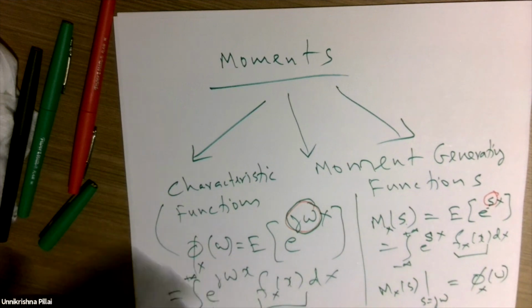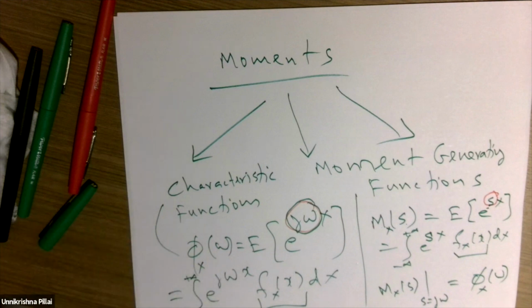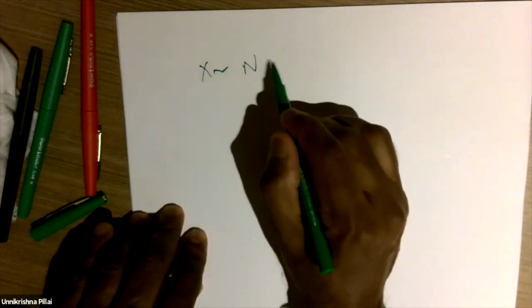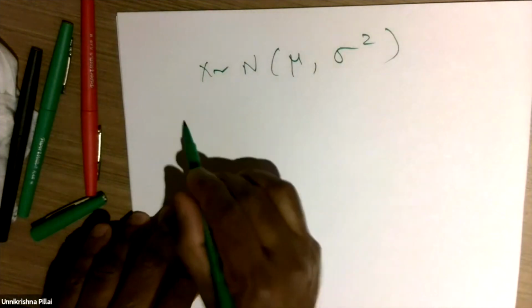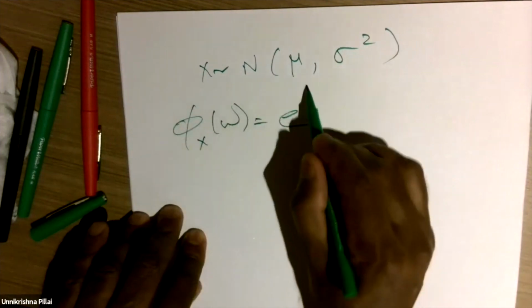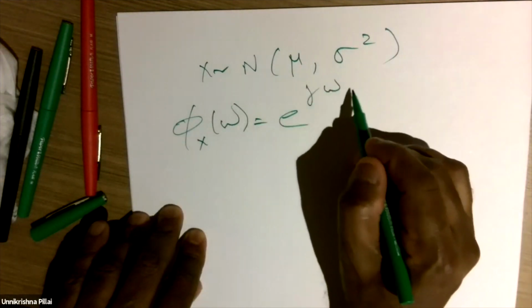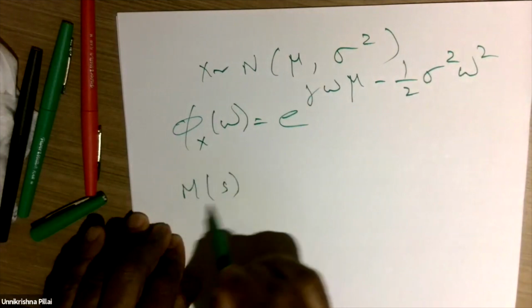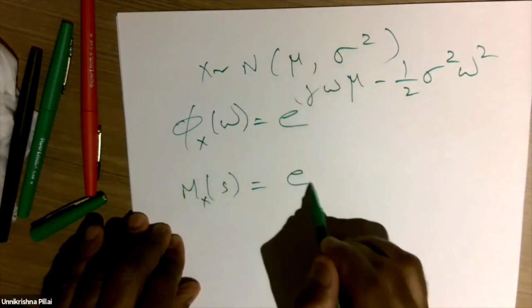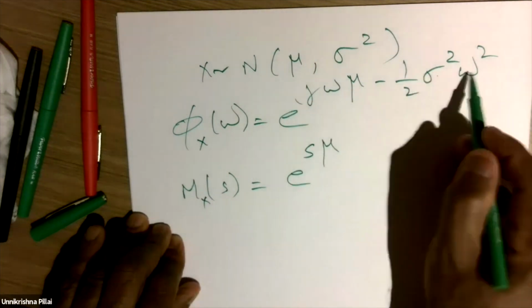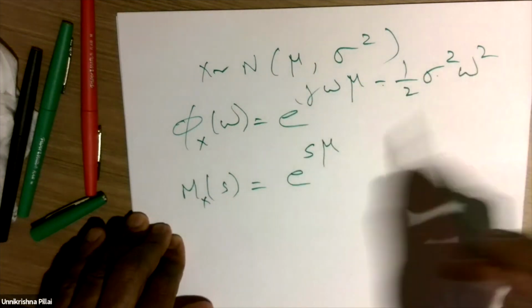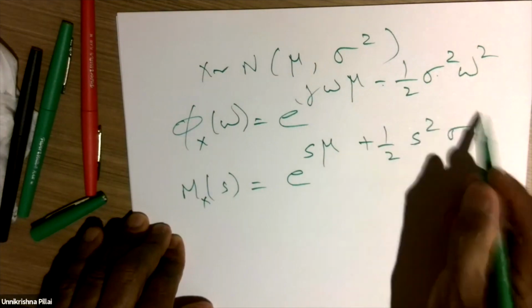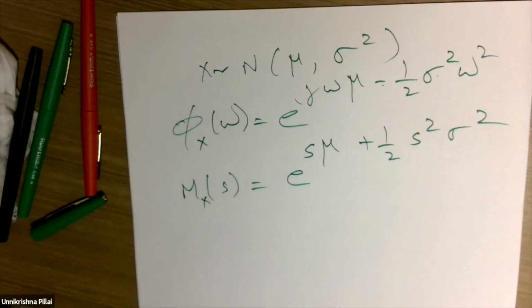If you look into the book, I have derived the moment generating function for different variables. For example, if X is normal with mean mu and variance sigma squared, we derived the characteristic function to be e raised to j omega mu minus half sigma squared omega squared. The moment generating function, if you work it out, comes out with j omega replaced by s. So here minus omega squared becomes s squared, and this is plus half s squared sigma squared. Whatever you want to do with one, you can do with the other.